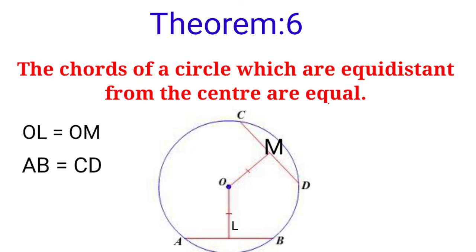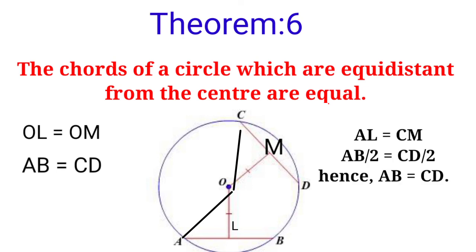Write down in a proper way given, to prove, and in construction join OA and OC. Again, we have to prove triangle ALO and triangle MCO are congruent to each other by the RHS congruency. As you prove this, it means AL is equal to CM. AL is half of AB and CM is half of CD. So AL is AB by 2 and CM is CD by 2. So we can write AB by 2 is equal to CD by 2. That is, AB is equal to CD.